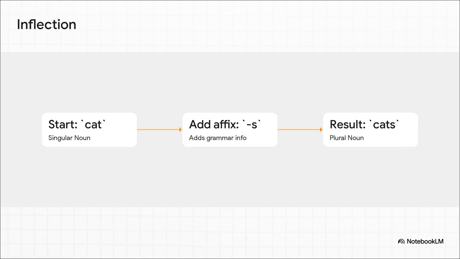The other type is called inflectional, and this is a little more subtle. It's less of an upgrade and more like just tweaking a setting. So you start with cat, which is singular, you add the inflectional affix s, and you get cats, which is plural. See, you haven't changed the word's core job. It's still a noun about a furry animal. You just added a little piece of grammatical information.